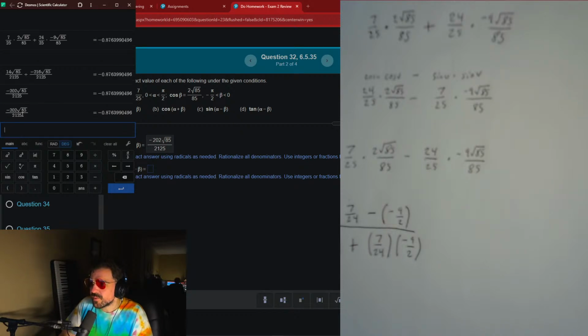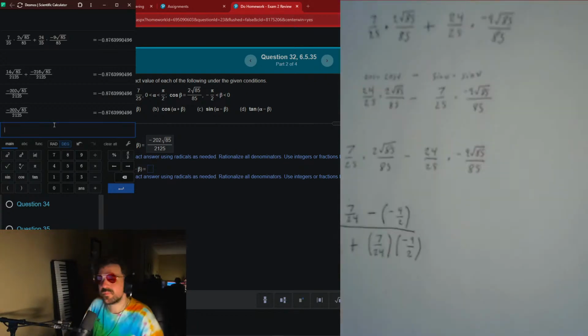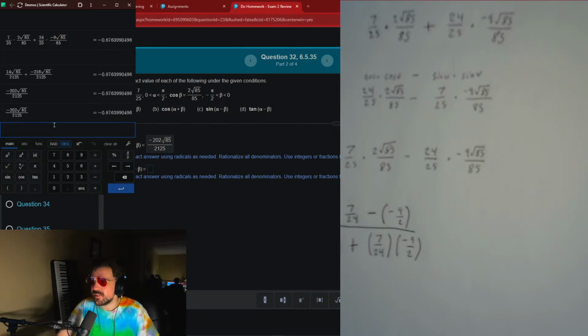Okay, we'll save this for when we're solving the other one. Dude, I just can't imagine doing the same problem on a TI-84. It stressed me out so much.